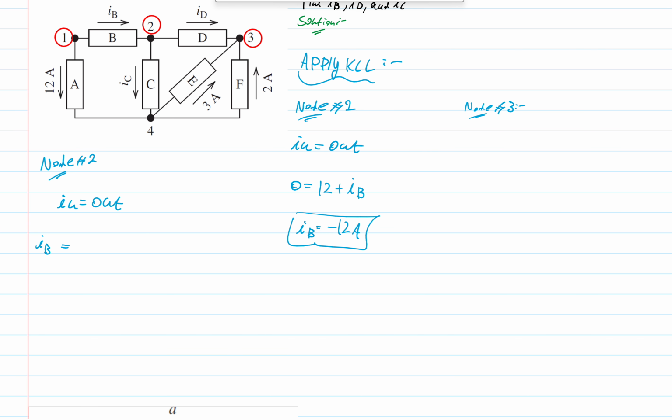I know that the 2 amperes are going in. The ID is going in. What else? The 3 amperes is also going in. So let's just write down an equation to find that. I know that in is equal to out. So ID plus 2 plus 3 is equal to 0. Therefore, ID gives us the value of negative 5.